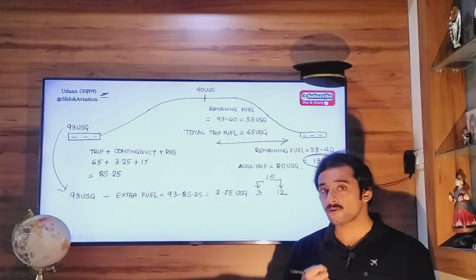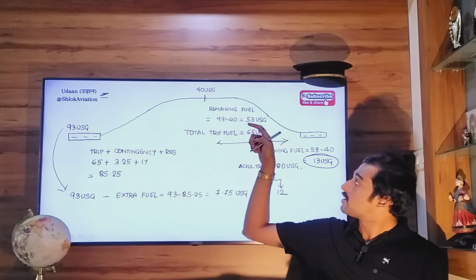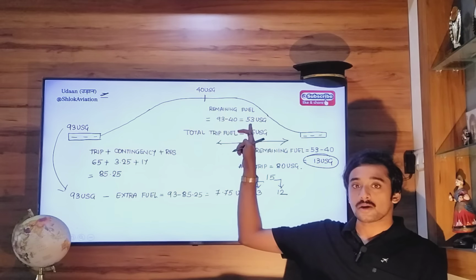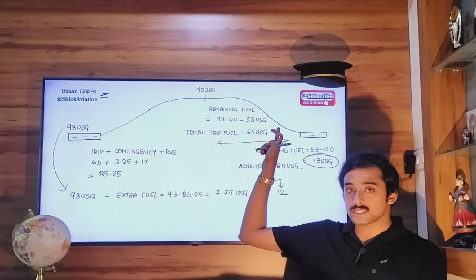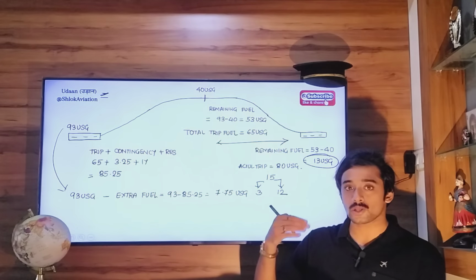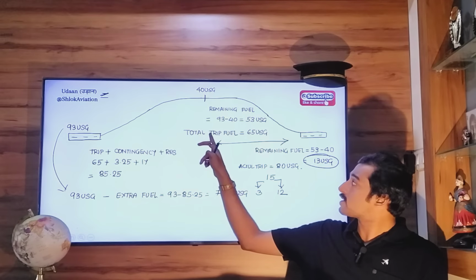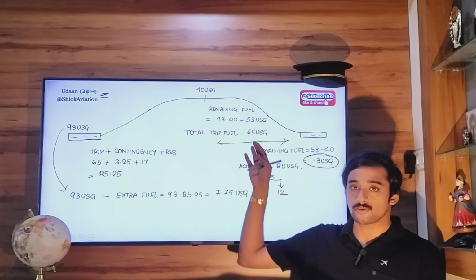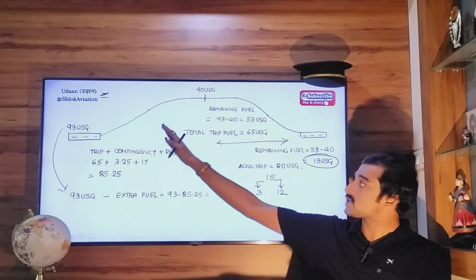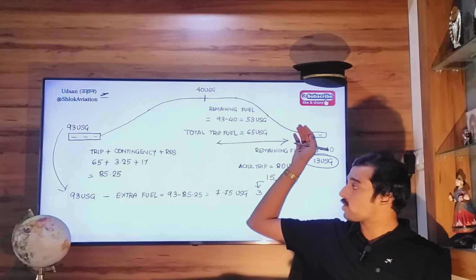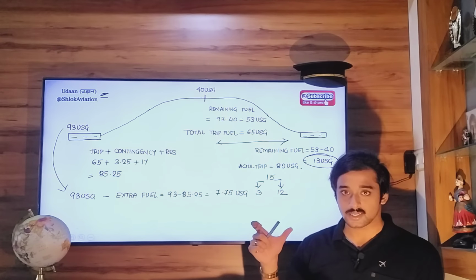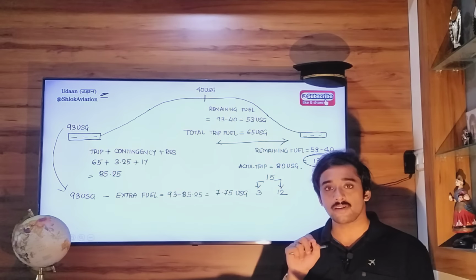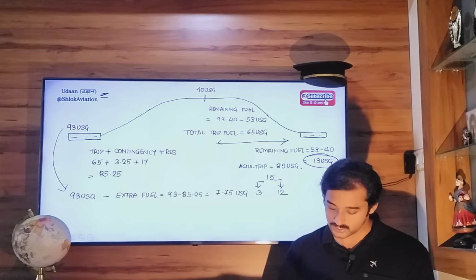So what is the remaining fuel required to reach your destination? Remaining fuel that we have is 53 US gallon. But do we require the entire 53 US gallon fuel to go to our destination or more than that? No. What we require is an extra 40 US gallon fuel to reach our destination. First half requires 40. The next half will also require another 40 gallons. So that means we have sufficient fuel. We have 53. Out of that 53, we need extra 40 US gallons.